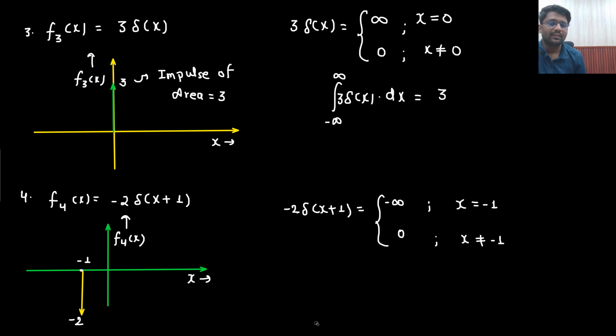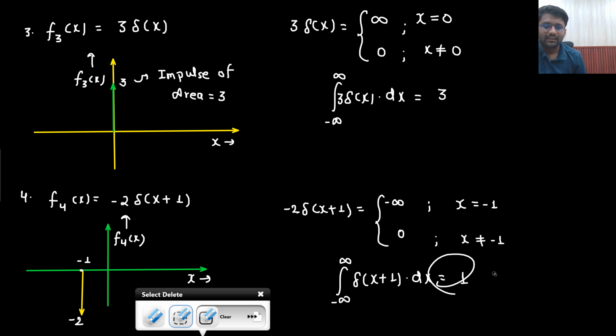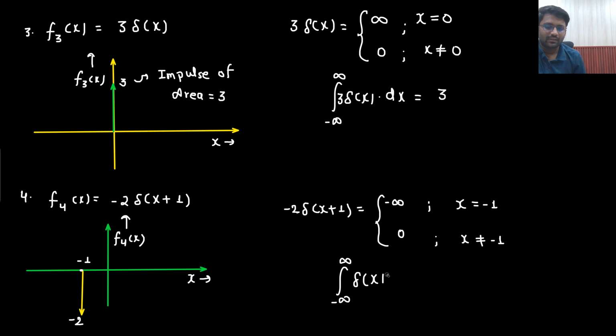And what will be the area? Because, sir, I need to show the area as well. So, I know that the integral from minus infinity to infinity of delta of x plus 1 dx will give the area to be 1 only. I know the answer of this. So, this answer is 1.